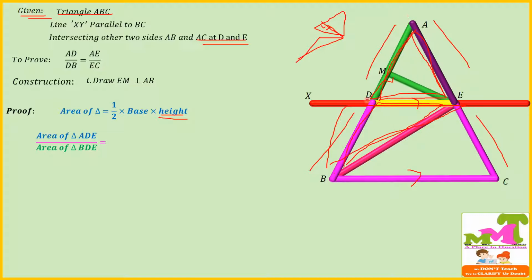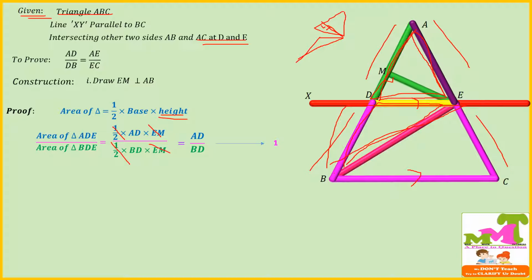Here I have considered AD as my base, so half into base into height. Height is nothing but EM. Coming to the next triangle, area of triangle BDE, it's half into base. Base is again BD, and height acts the same. EM acts as the height. So here EM gets cancelled, and half gets cancelled. What is left is AD divided by BD, which I mark as equation number 1.